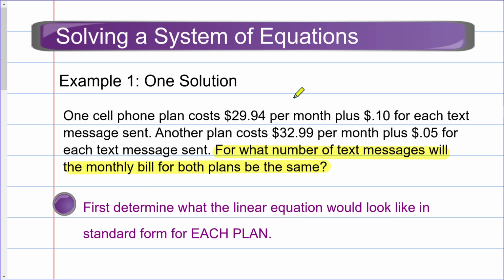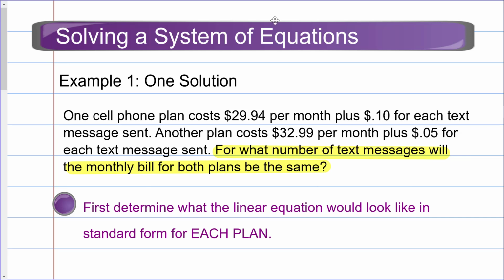So you're often presented with problems like this when you're trying to decide which option you want to choose. And sometimes there's a point where it doesn't matter which option you choose because they equal the same thing. That's what solving a system of equations is. You're finding that point where they're both equal, and it wouldn't matter which option you chose.